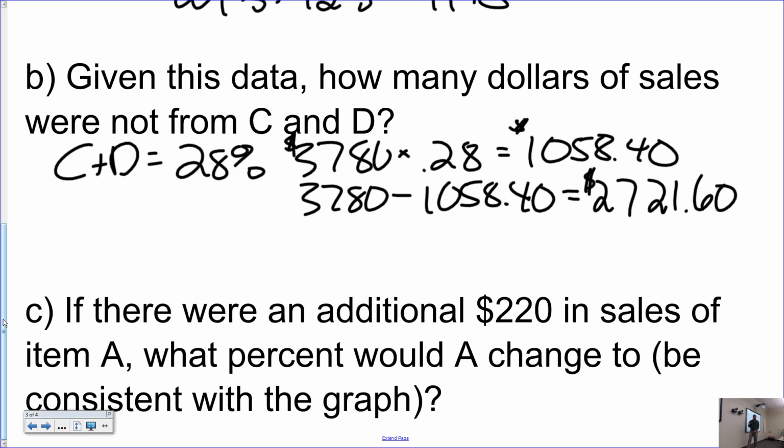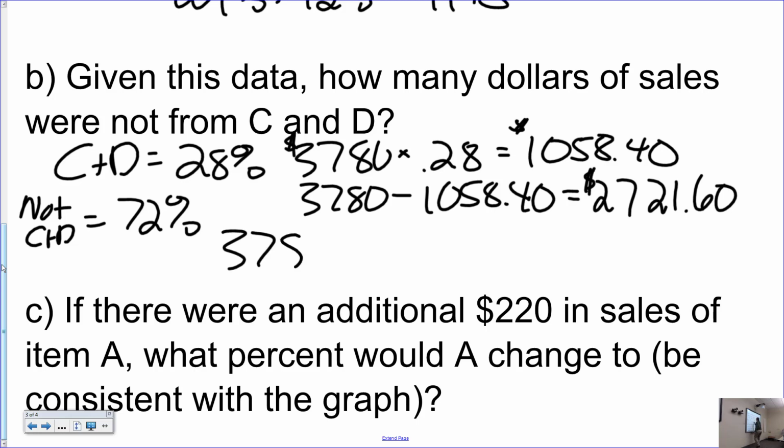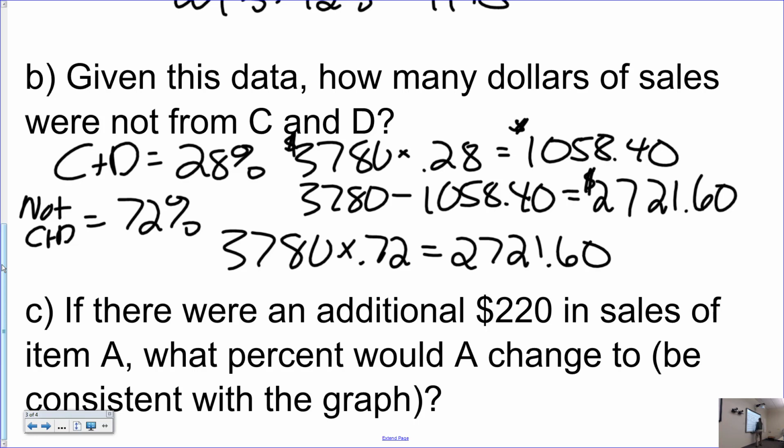How else could you do it? I could just multiply it by 0.72. You could have said not C and D is 72%, right? If C and D are 28, then the rest have to be 72. And then you could have just said, what's 3780 times 0.72? Nicely enough, 2160. Either way you went around it, you were going to get the same answer, okay? Again, some mix-up on the variation there, I would ask.